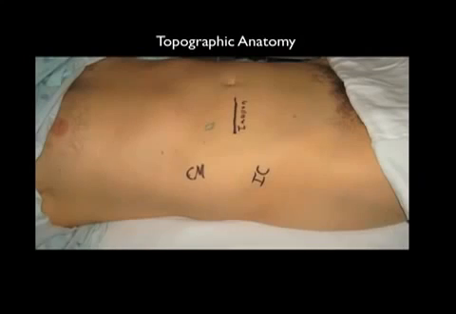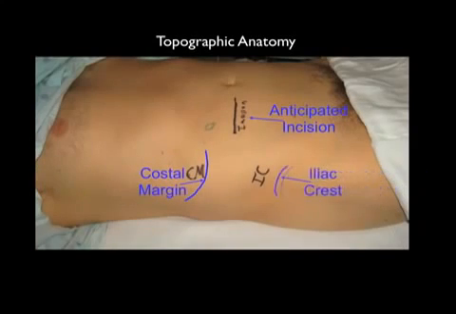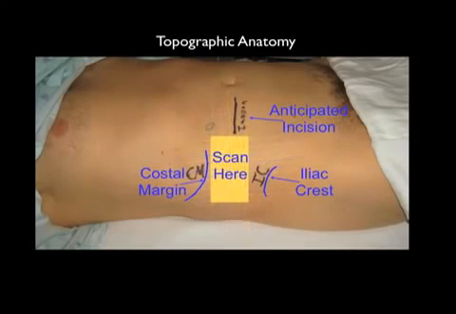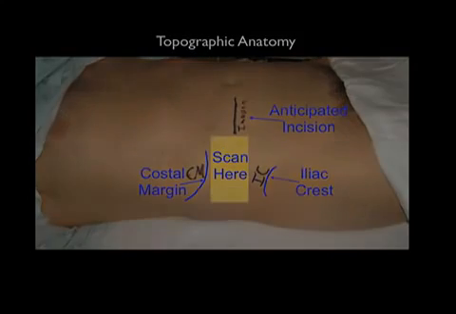This image comes from a patient having a right colectomy. The plan was to perform a single injection right-sided TAP block. The costal margin and the iliac crest are marked. The yellow box indicates the scan area where the TAP should be identified.